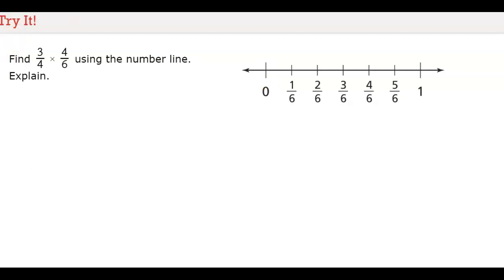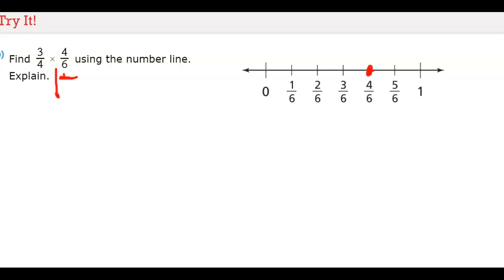Find 3/4 times 4/6 using the number line. Explain. All right, so let's take a look at this example now. I'm going to explain it a little bit differently than the example from the book. So we're trying to find 3/4 of 4/6. So let's first find 4/6. Thankfully they have it there for us already on the number line. So there's our 4/6, and we want 3/4 times 4/6.